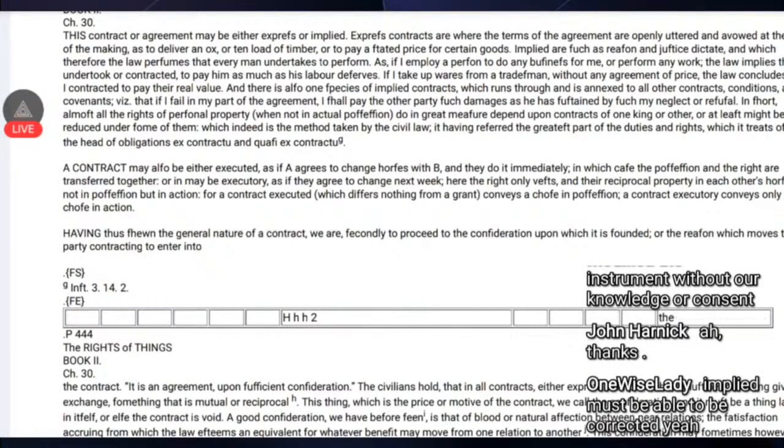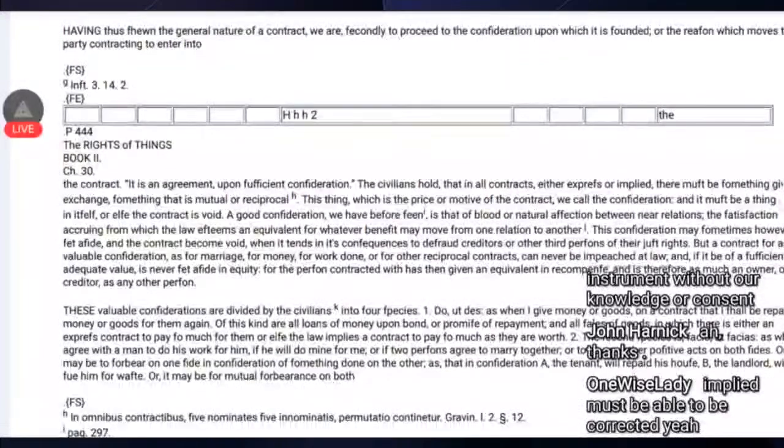Having thus shown the general nature of a contract, we are secondly to proceed to the consideration upon which it is founded, or the reason which moves the party contracting to enter into the contract. It is an agreement upon sufficient consideration. The civilians hold that in all contracts, either express or implied, there must be something given in exchange, something that is mutual or reciprocal. This thing, which is the price or motive of the contract, we call the consideration, and it must be a thing lawful in itself, or else the contract is void.